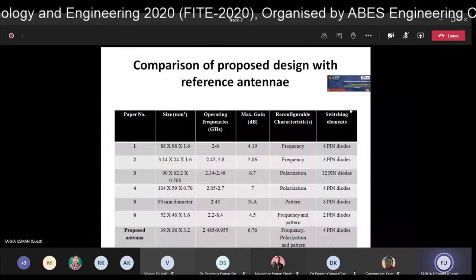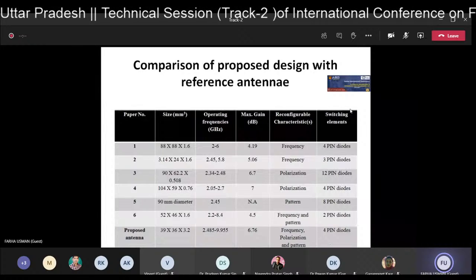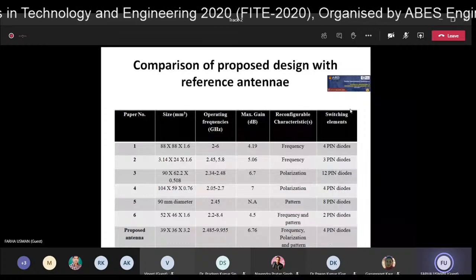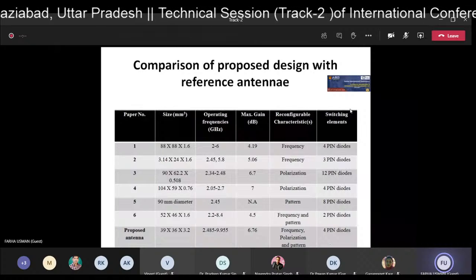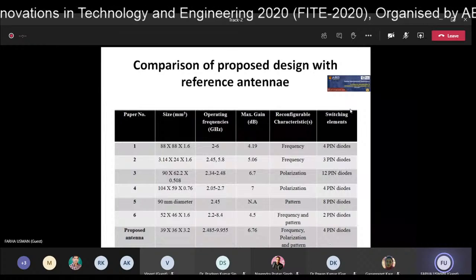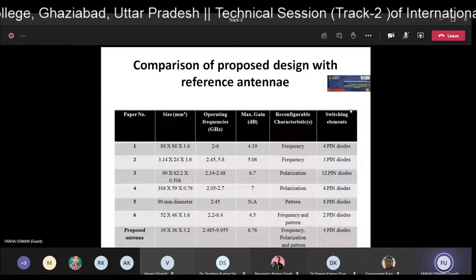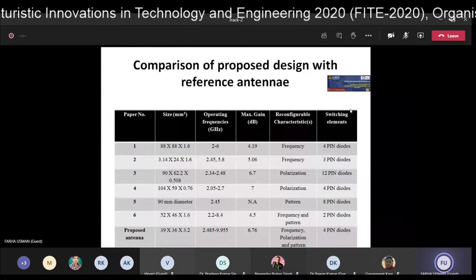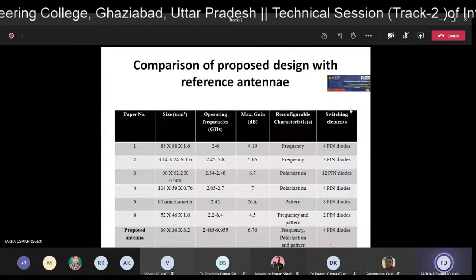Antenna 5 exhibited diversity in pattern, radiation pattern of the antenna using 8 pin diodes. The maximum gain was not mentioned in the paper, and the operating frequency was 2.4 gigahertz. It was a circular patch of 90 millimeter diameter. Paper 6 operated at frequencies starting from 2.2 gigahertz to 8.4 gigahertz. It showed diversities in frequency and pattern using 2 pin diodes. The maximum gain that was achieved using that particular antenna, that is antenna 6, was 4.5 dB. The antenna dimensions were 52 by 46 by 1.6 millimeter.